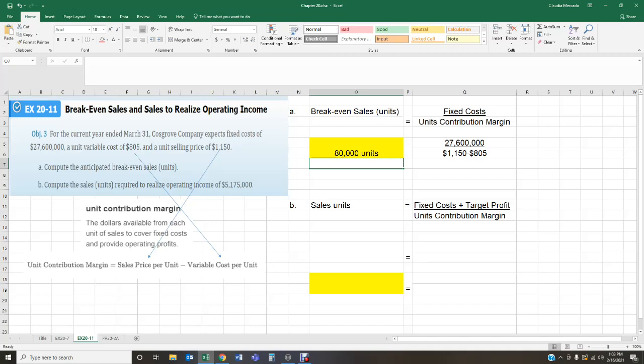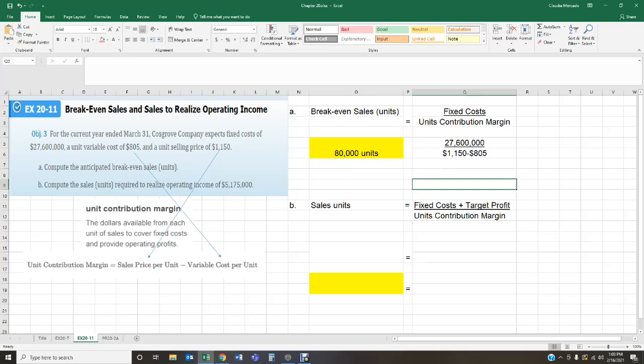My expenses equal my revenues. At that point, from my 80,001st unit, I'm going to start generating income because at my 80,000th unit, I break even. I'm covering all of my costs, so I'm good to go. Okay, 80,000 units is my break-even sales in units. That is requirement A.